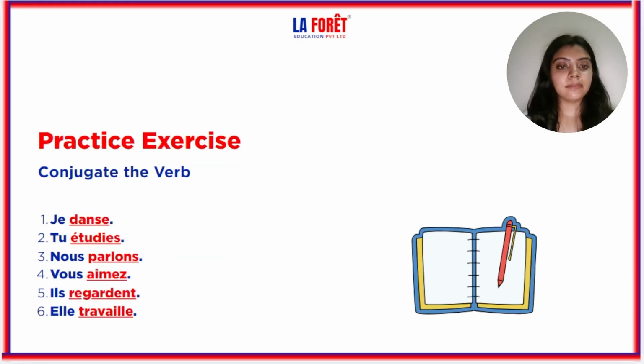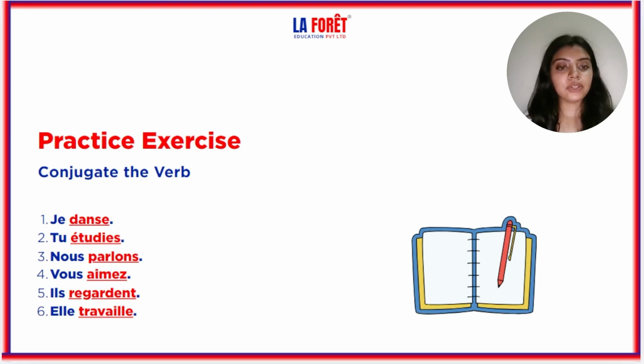Now let's see the answer. Je danse. Now danse with je it is E. Okay, so you have to cut ER, then you have to add E. So it will be je danse. With tu it is ES, so it will be tu étudies. Next is parler.